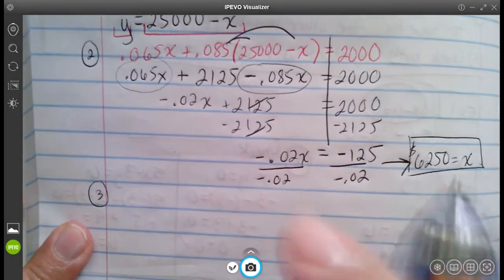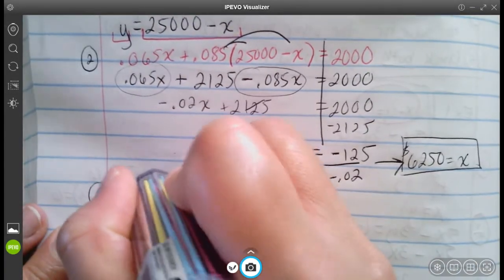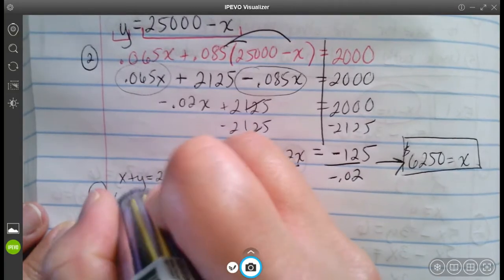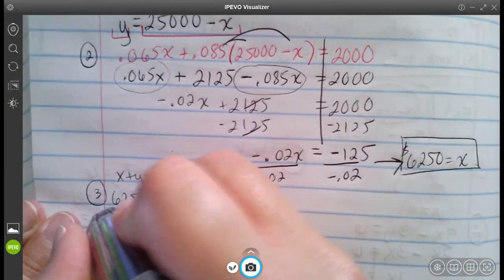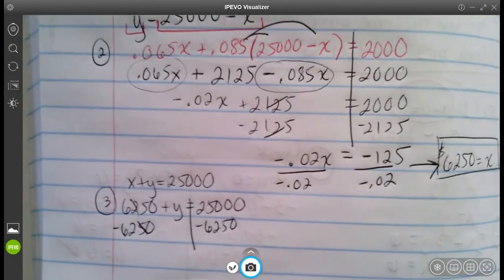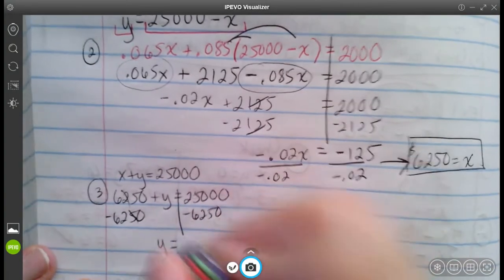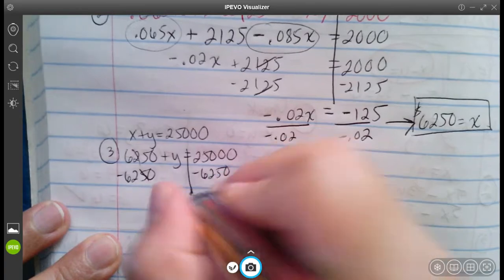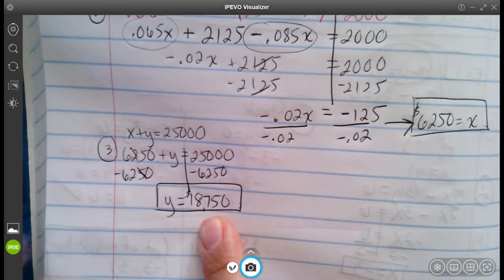So step number 3 is to take this number and plug it back into one of the originals. I'm going to use x plus y equals 25,000 because that one's just easier, right? So 6,250 plus y equals 25,000. We solve by subtracting 6,250 from both sides. 25,000 minus 6,250 is $18,750. So it looks like this is our x and this is our y.